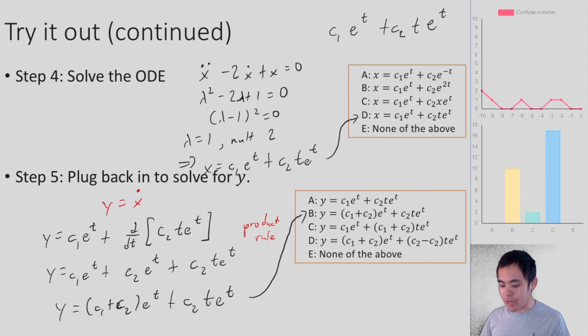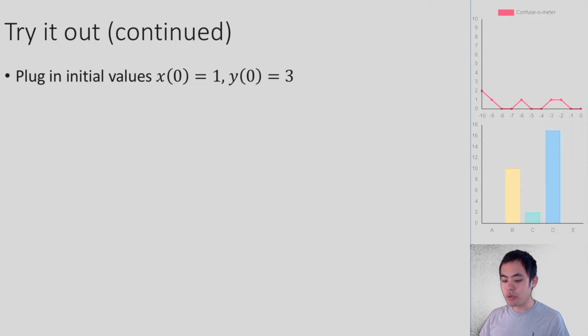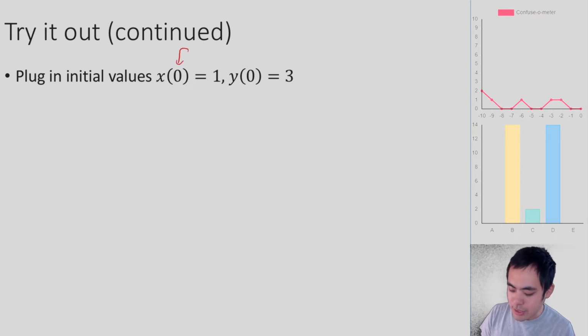Okay, so now we've solved for x and for y, but what else do we need to do? Well, we still have the initial values, right? So we still need to plug back in the initial values. x of 0 is equal to 1, and y of 0 is equal to 3. And note that, of course, here, this is saying t is equal to 0.